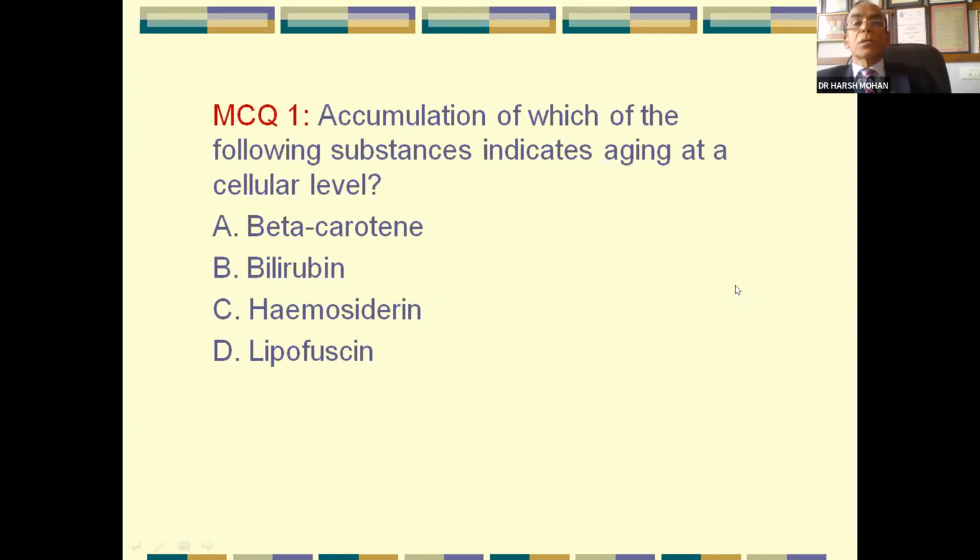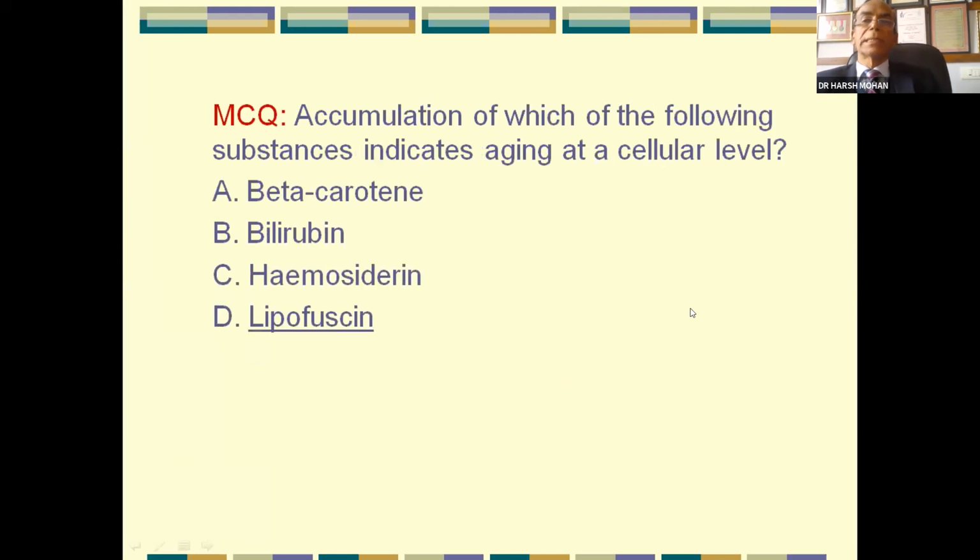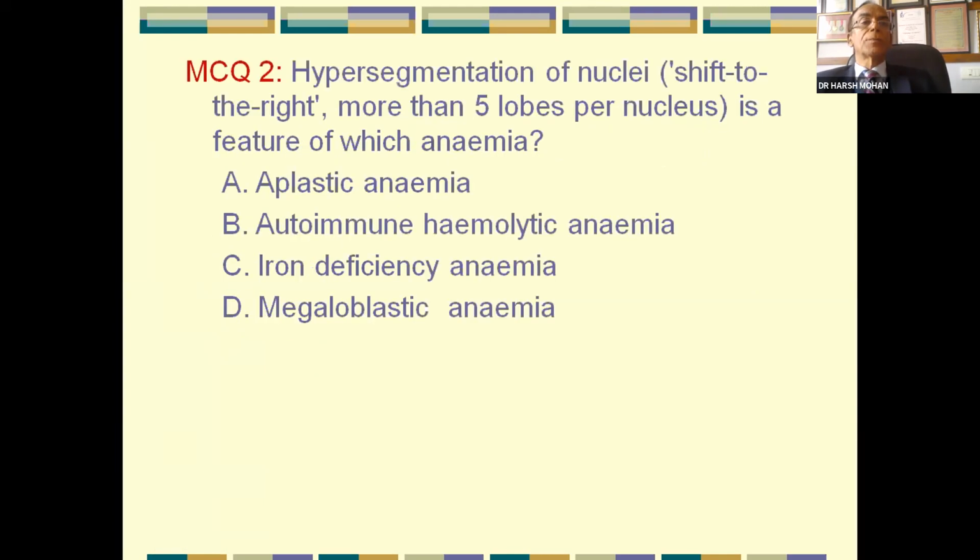Now, accumulation of which of the following substances indicates aging at cellular level? A simple, straight memory level question: lipofuscin. Now, this is memory based. So this is a simple question. Such questions should form a very small percentage of the total MCQs. These are memory based questions only.